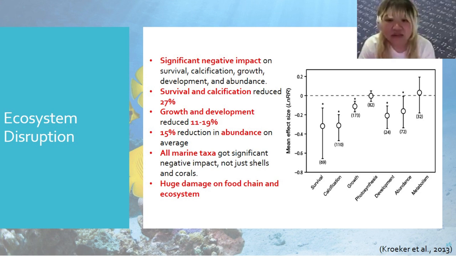For conditions that roughly represent year 2100 scenarios, there's a 15% reduction in abundance on average, and in these studies, all marine taxa discovered significant negative impacts, not just shells and corals, and the negative impacts cause huge damage to the food chain and ecosystem.